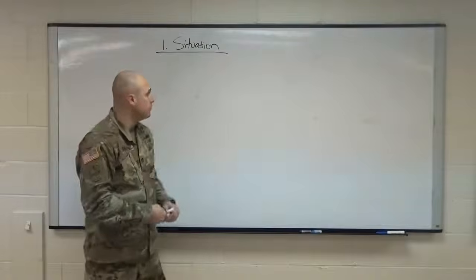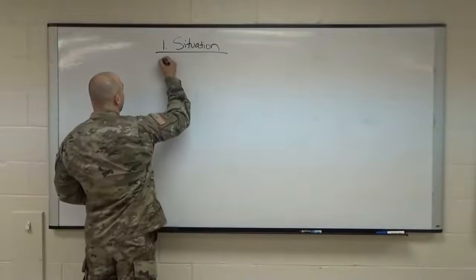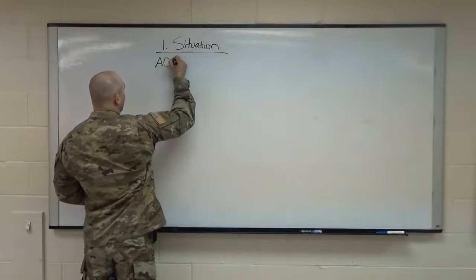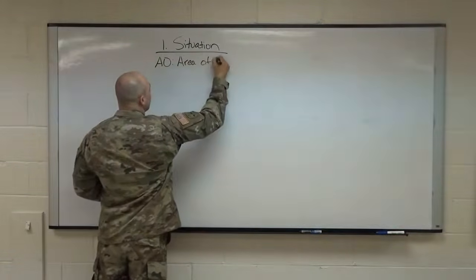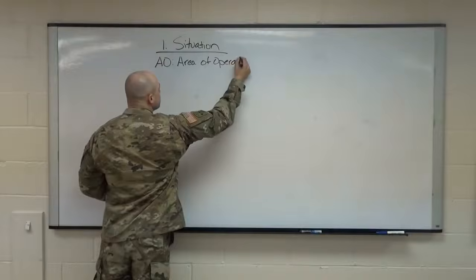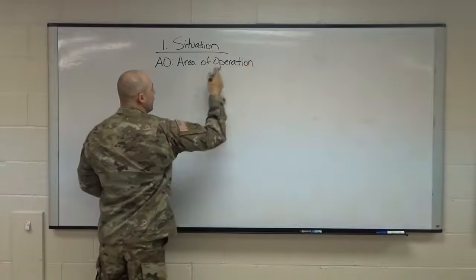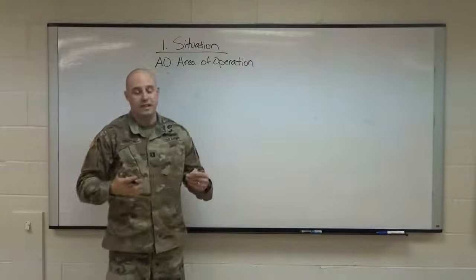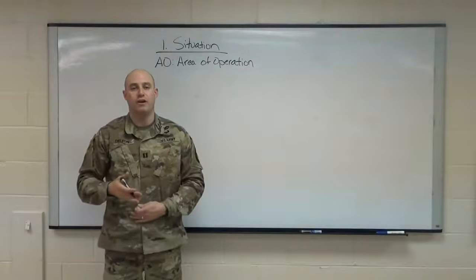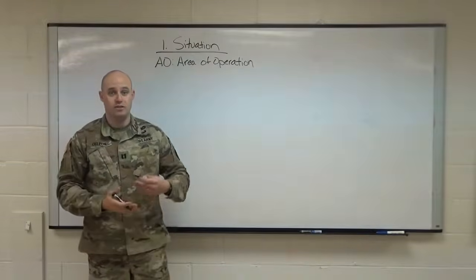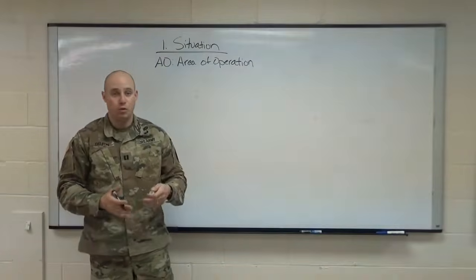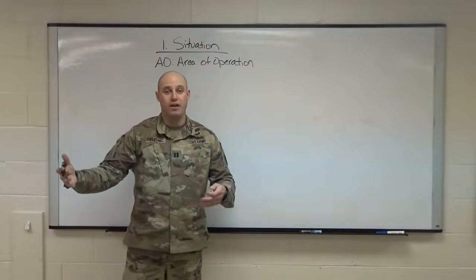Okay? So the first thing we need to talk about is our area of operation. Usually just call it our AO, but this is the area of operation. So an area of operation, what that defines is the specific geographical area that we're operating in. All right? We're going to define it. We're going to say this is where we will be physically in. We won't physically be outside of this area at any time.